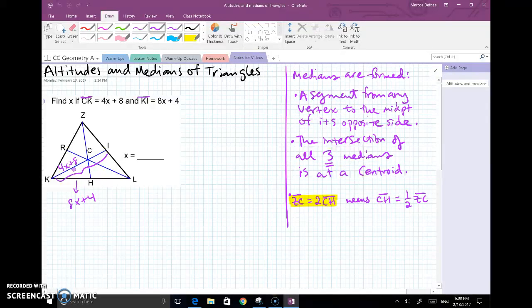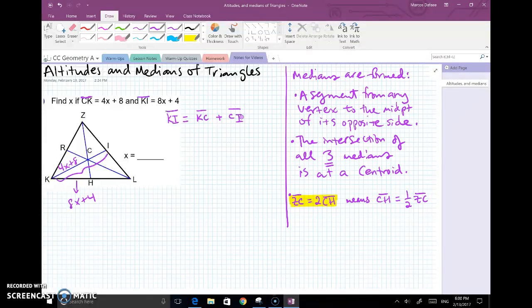So here it is. Geometrically, this is what it would look like. The value of the entire segment, which is KI, is made up of, and this goes back to the segment addition postulate, segment KC plus the length of its smaller brother, which is segment CI. That's the letter I. And so what I can do now is just replace the names of the segments with the information that I know.